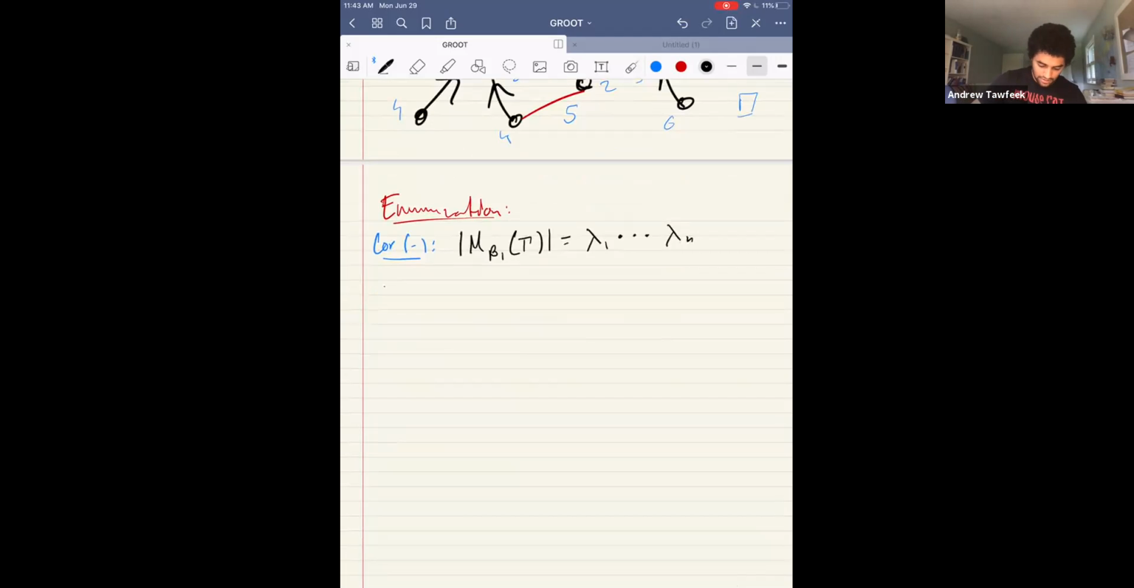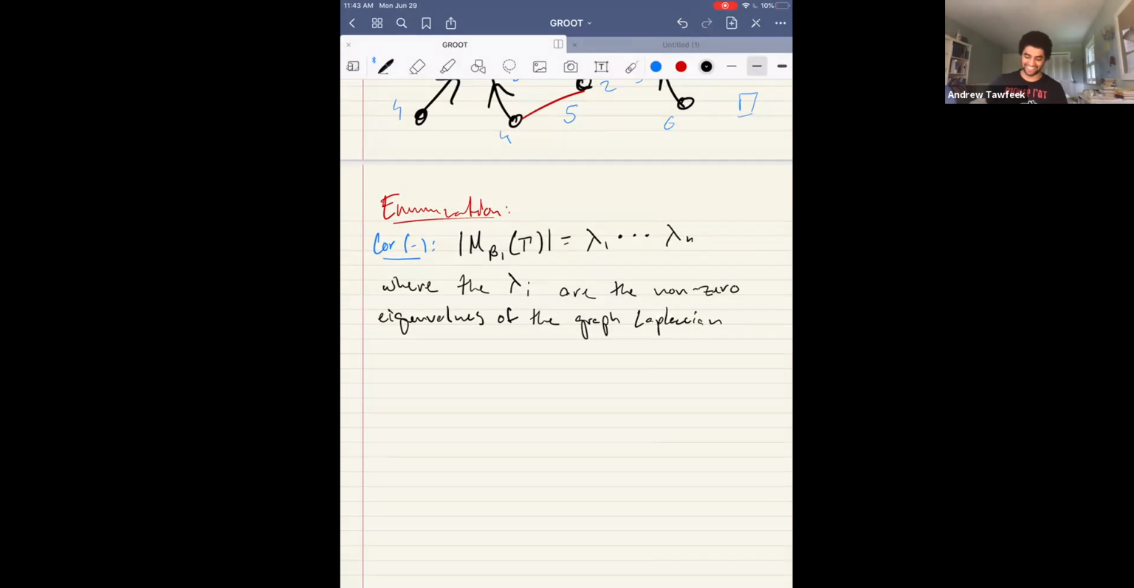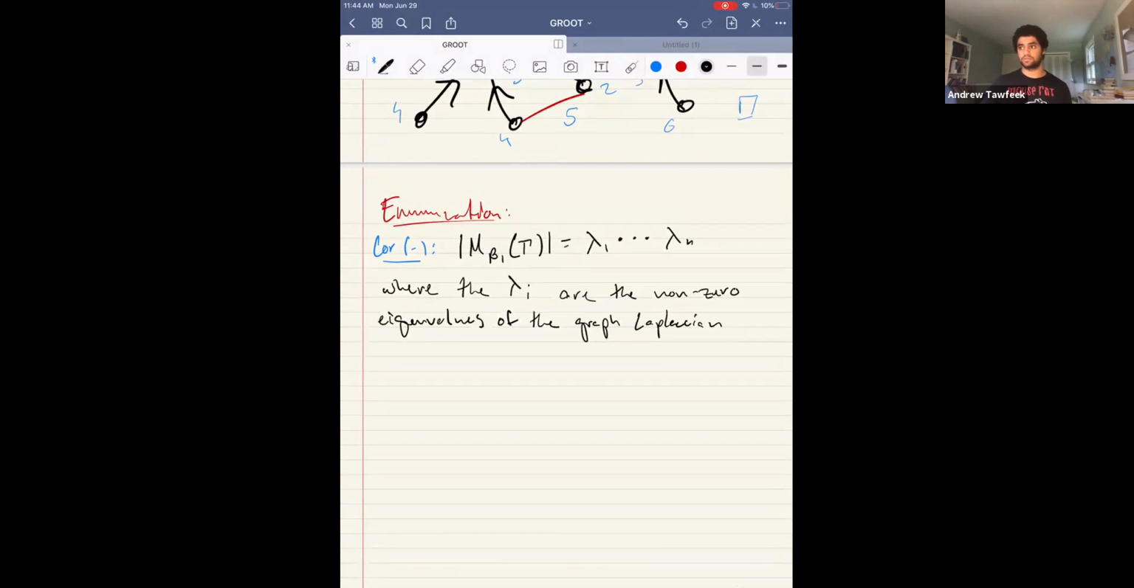Where the gamma i are the non-zero eigenvalues of the graph Laplacian. To get this, you just apply Kirchhoff's theorem. If you recall, Kirchhoff's theorem actually has a 1 over the number of vertices up front. But the reason that you get rid of that over here is because you're looking at rooted spanning trees. So for every spanning tree, you count the vertices, so essentially that factor just cancels out.